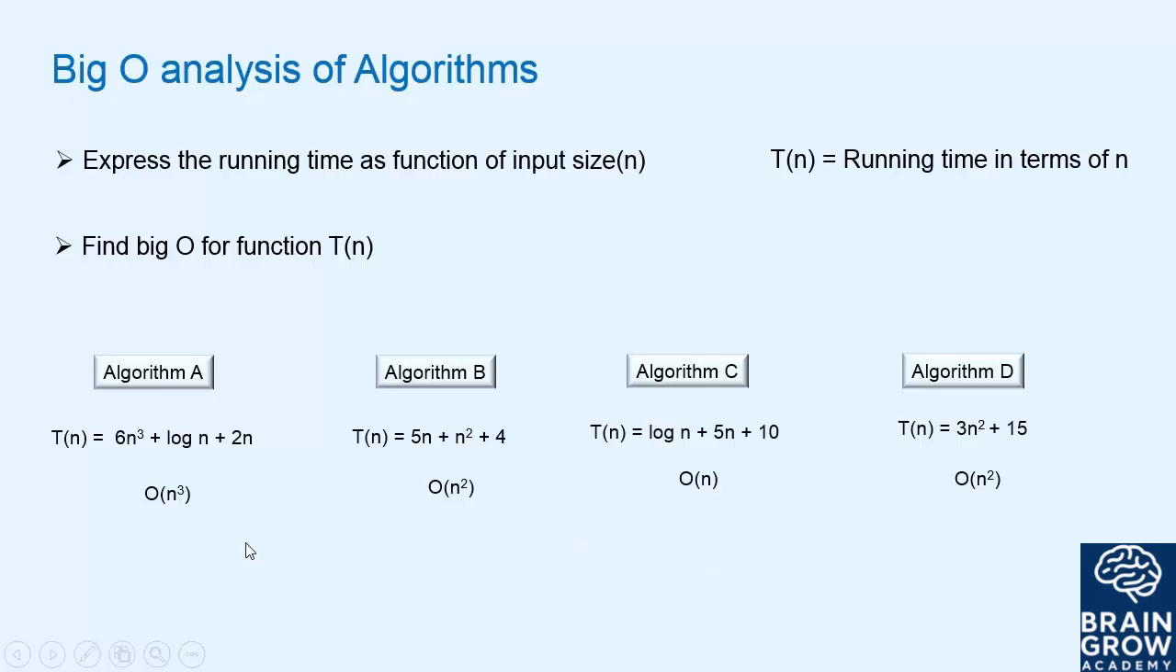So for comparing algorithms, we have these two steps. We have already seen how to find the big O for a function. Now in the next lecture, we'll see how we can find this function t that represents the running time of the algorithm in terms of its input size n.